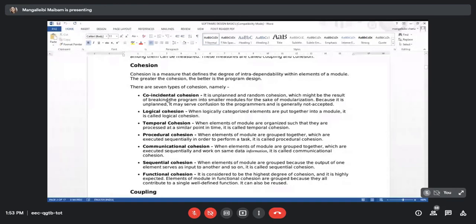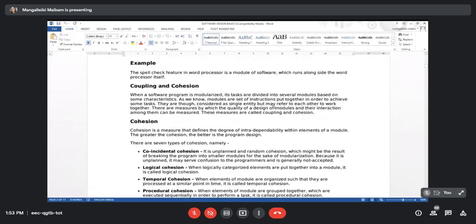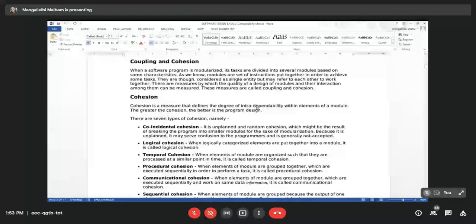We are going to check if module 1 is dependent on module 2, and if module 2 is dependent on module 3, and if module 3 is dependent on module 4, or if 1 is dependent on 4, or 2 is dependent on 5, like that. We check among the modules, but in cohesion, we check within a module itself. Since we divided into multiple modules, every module will have certain elements inside it, and the interdependability of those elements we are going to check.